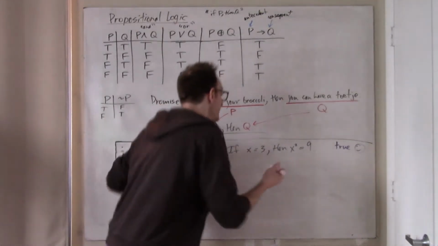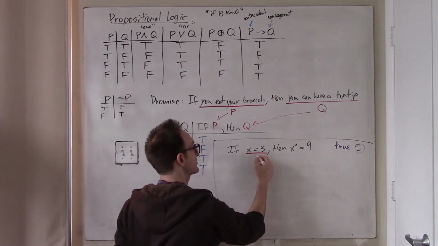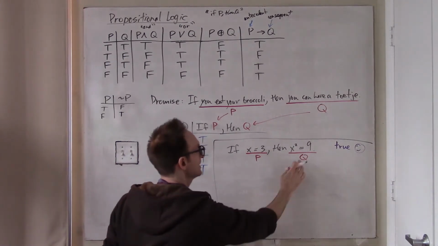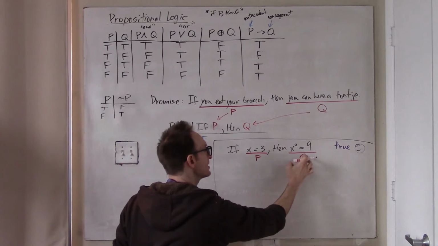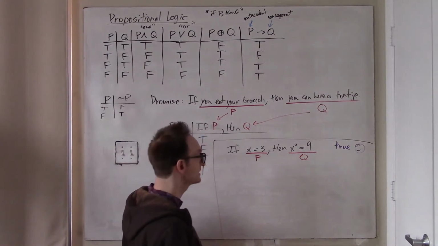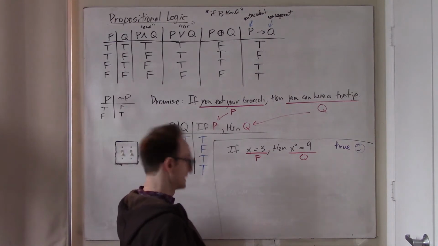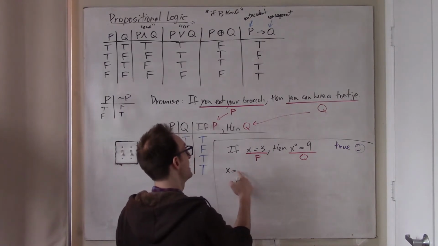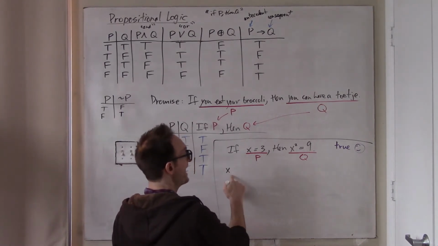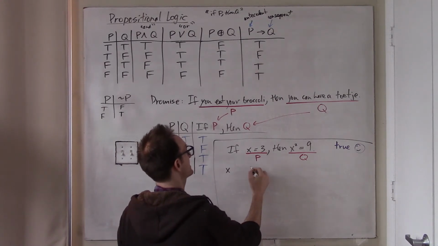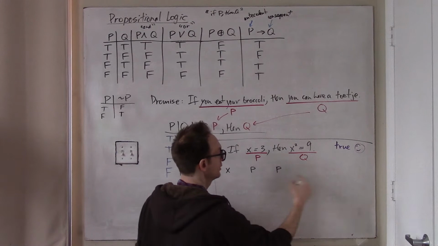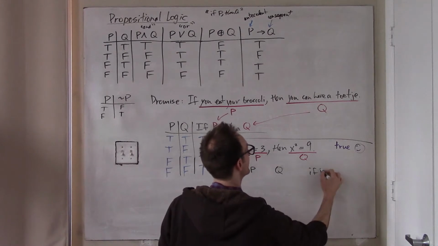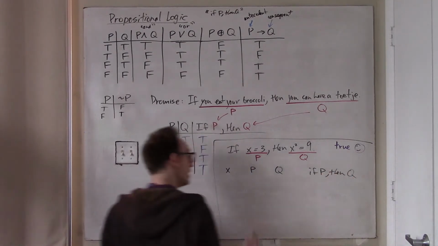Well, there's an antecedent. The antecedent here is x equals 3, let's call that p, and the consequent is q. So let's go through a bunch of examples, see whether p and q are true or false, and see what that tells us. Let's first consider some values of x. So now I'm going to have a couple columns here. I'm going to tell you what x is, and then we're going to look at what that says about p, and what that says about q, and what that tells us about if p, then q.